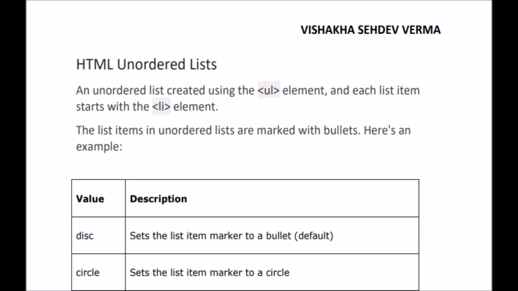Today we will be discussing about HTML unordered list, HTML ordered list, HTML description list and HTML graphics. An unordered list is created using the UL element and each list item starts with the li element. So here UL means unordered list and li means list item. The list items in an unordered list are marked with the help of bullets. So here are the examples.